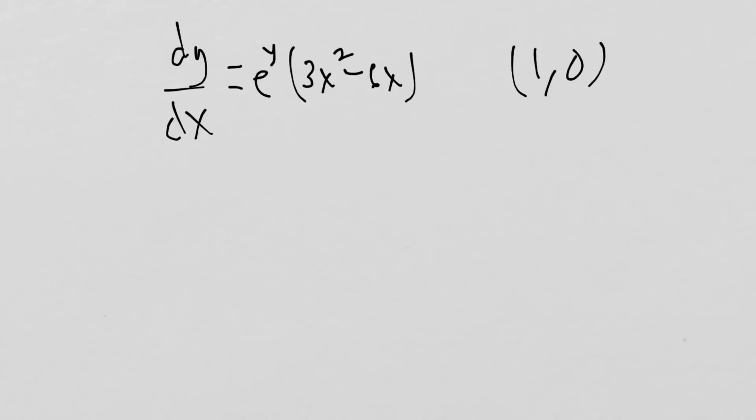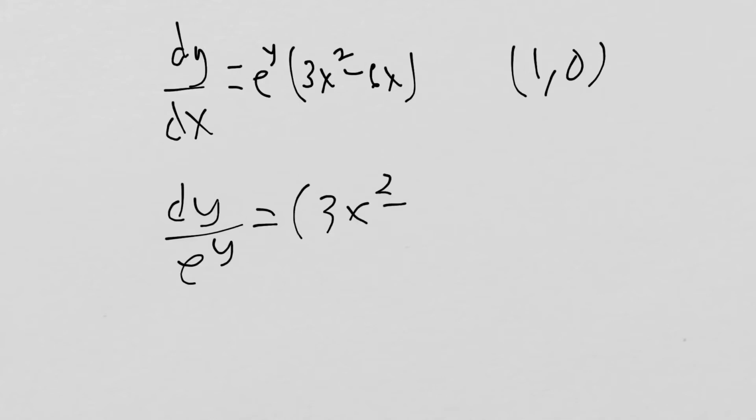Okay. Part B is asking for the particular solution through (1, 0) that is modeled by this slope. So we're going to have to do separation of variables and integrate here. We have to get all of our y terms on one side. We have dy divided by e to the y equals 3x squared minus 6x times dx. Got to integrate both sides.